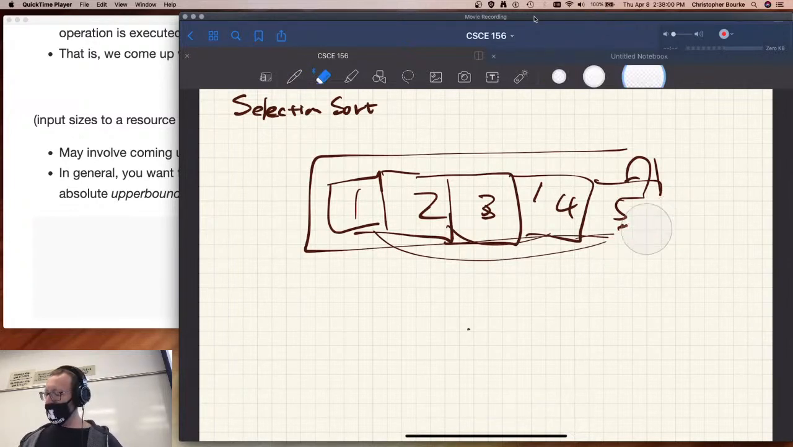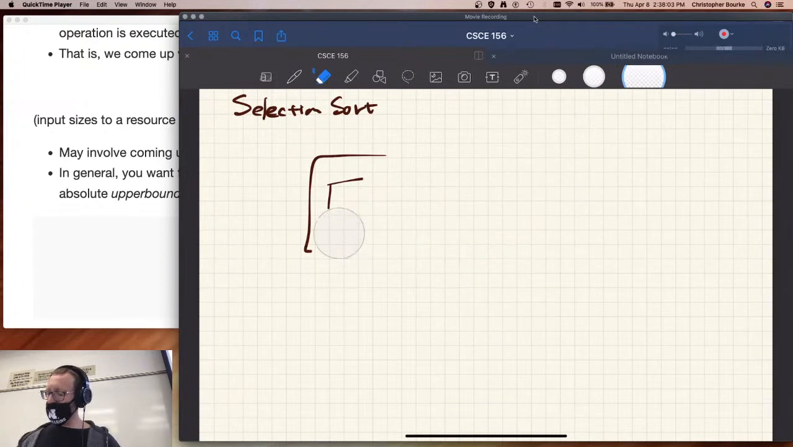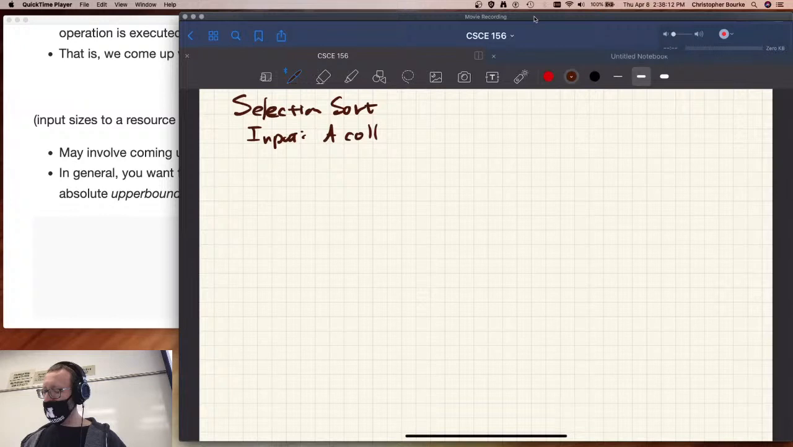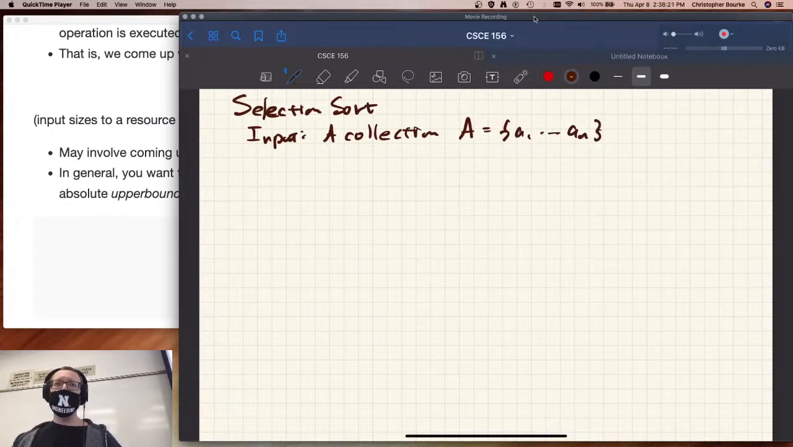Okay? So, let's codify this in pseudocode. Clearly label the input: a collection A of elements A1 through AN. And again, I'm not saying what they are. I'm not even saying how you compare them. That's a job for a comparator, right? Output: A sorted.